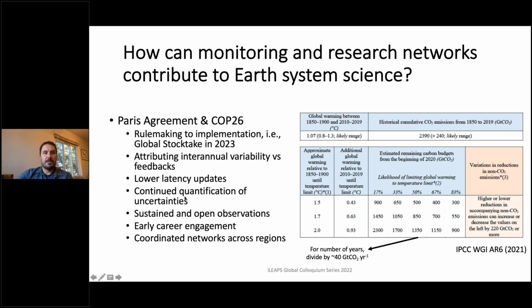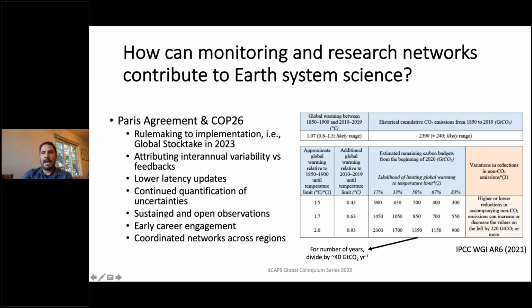There's clearly continued need to quantify uncertainties. This is fairly obvious. There's a need for sustained and open observations. Sustained being a good example with the greenhouse gas satellites. Many of the satellites are not operational. They're designed for research applications, and so there's a need to sustain these instruments that have been designed for research to make them operational. And there's a need also for open observations, and NASA has an open science data policy. So all of the data that NASA makes and creates have an open science mandate.